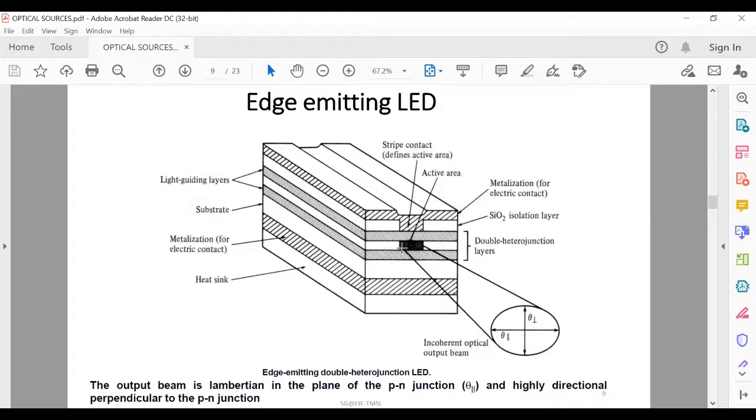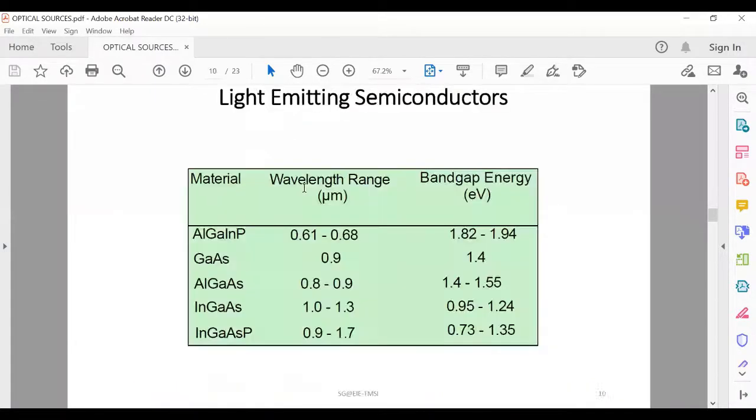Okay, so where can we use this type of LED? Basically these are suited for short range, narrow and medium bandwidth links, and it is suitable for digital systems up to 200 megabits per second, and it is also used for long distance analog links. Okay, now move on to the next slide.